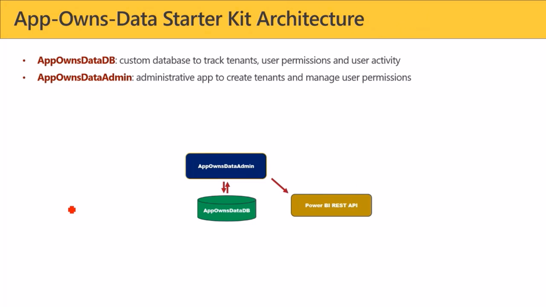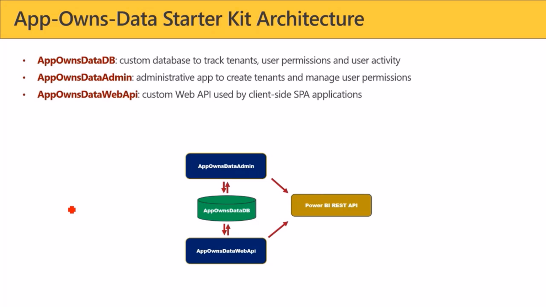Okay, now with the App Owns Data Starter Kit, what we have is an admin application that talks to an API. It creates workspaces, uploads things, but we're always going to take information about the inventory of our assets and add them into a database. And we need that database for permissions. And so then when we want to get the ultimate end users into the system, we have this API.